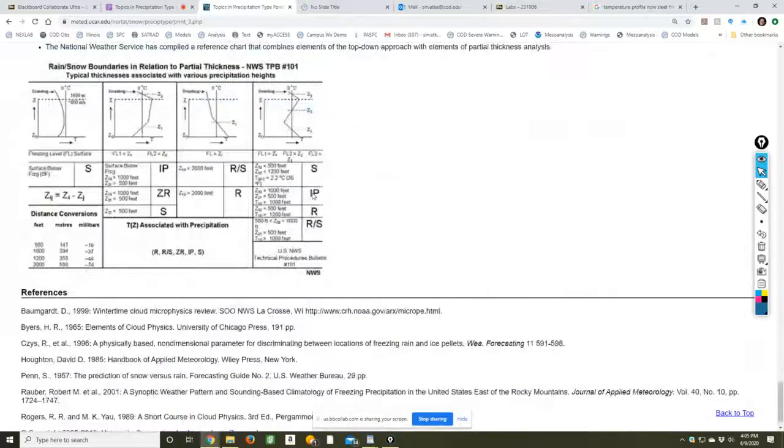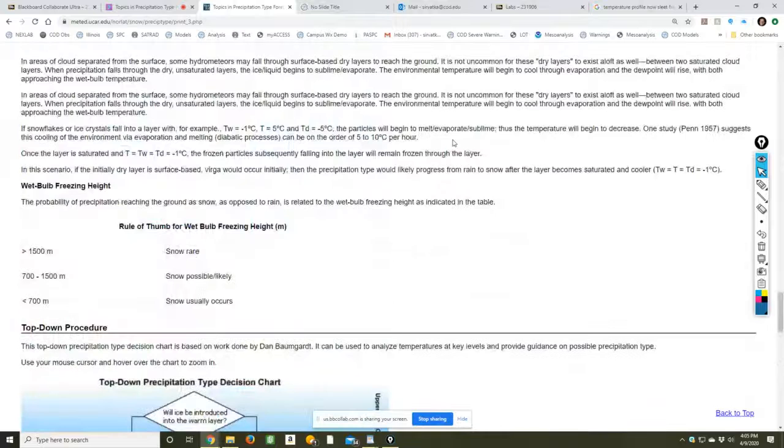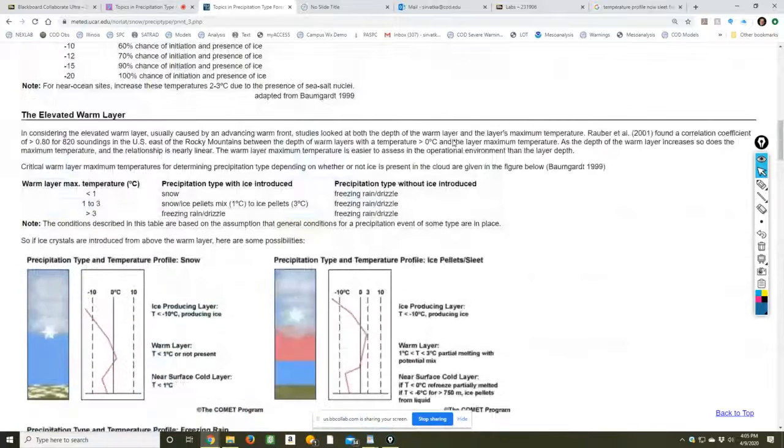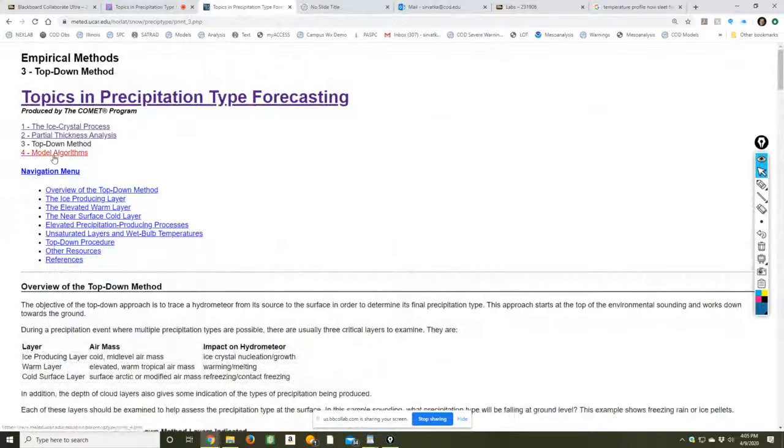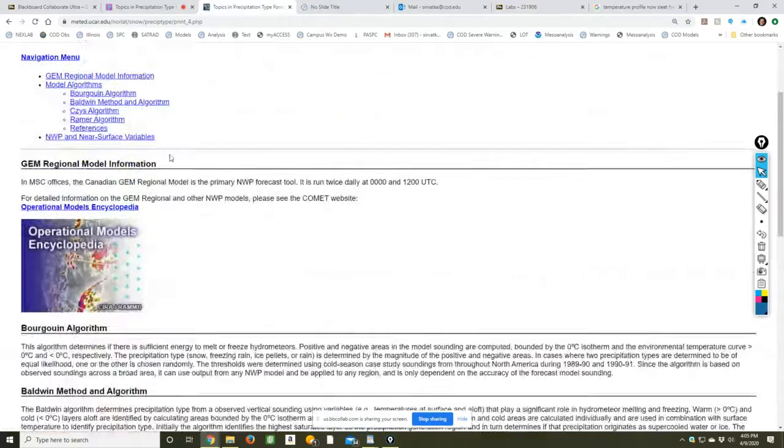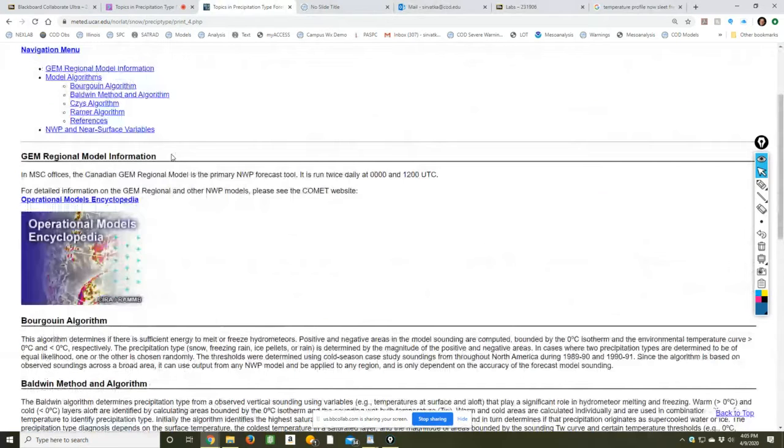So blah, blah, this, that, and the other thing. We don't need to worry about all of this stuff. I'm more concerned with the stuff I'm giving you. Model algorithms, I do not even care about this for you.